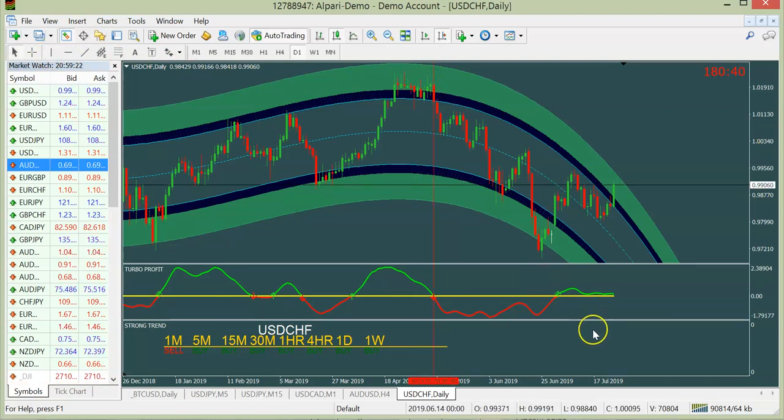So let's look here. What are we waiting for? We are waiting for this Turbo Profit indicator to give us the signal or the arrow. So you will see a red arrow for sell, or here a green arrow for buy. Then what you need, you see this channel, this price channel. This channel also is one of the things we have to confirm.